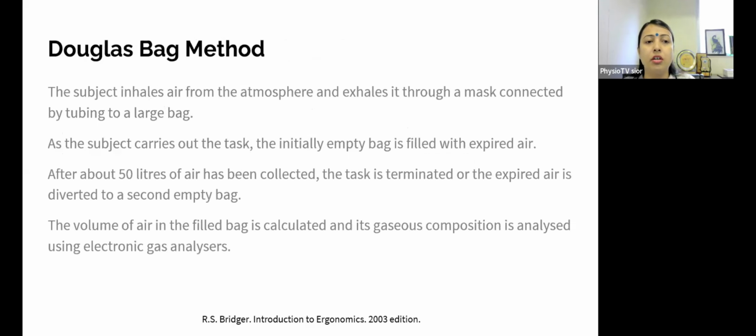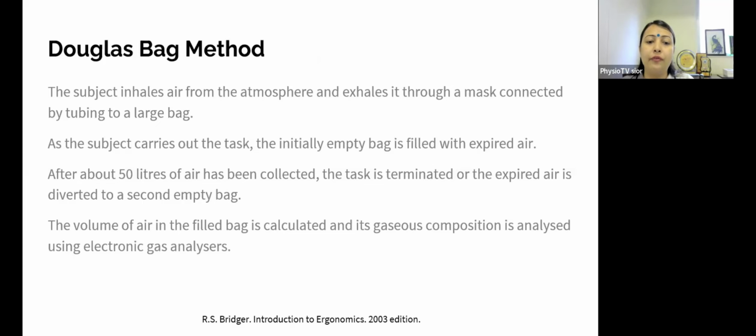So we will just discuss the Douglas Bag Method, where the worker inhales air from the atmosphere and exhales it through a mask connected by tubing to a large bag. So the entire time while he is doing the activity, he inhales the air from the atmosphere, and every time he has to exhale, he will do it through the connected mask. As the subject carries out the task, that is the work, the initially empty bag is filled with expired air. And after about 50 liters of air has been collected in that bag, the task is terminated, or the expired air is diverted to a second empty bag.